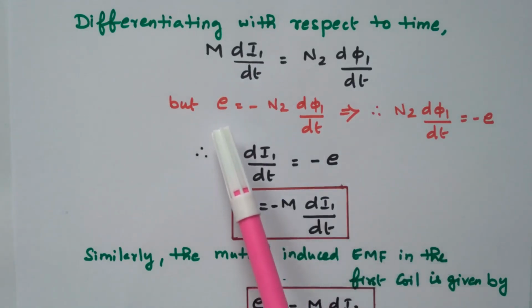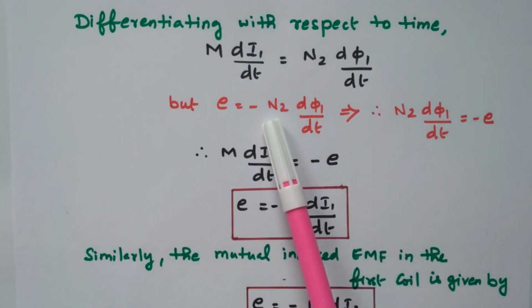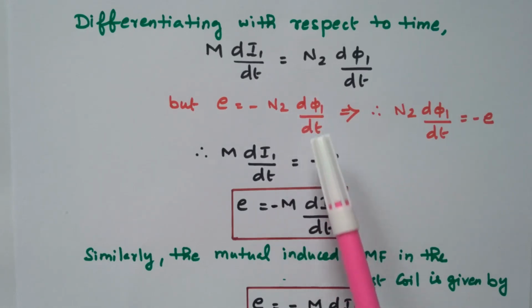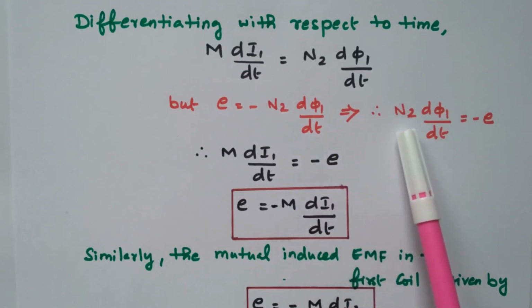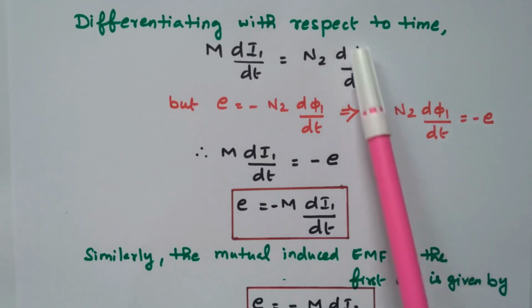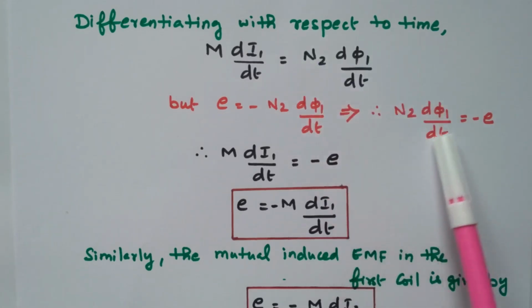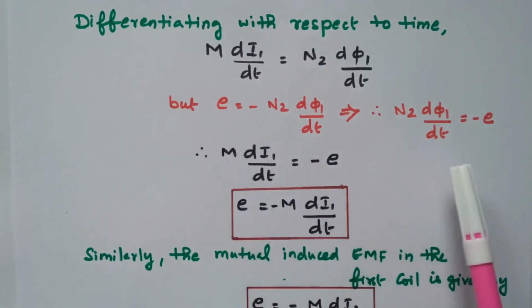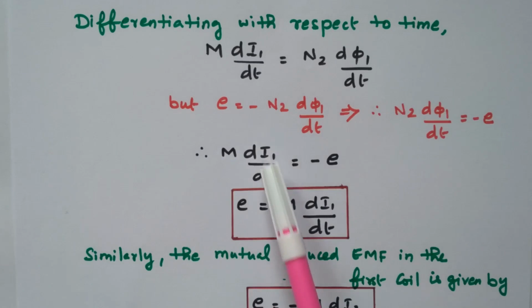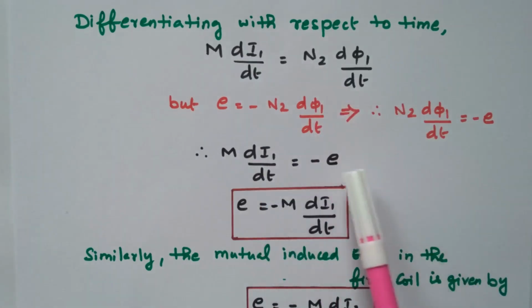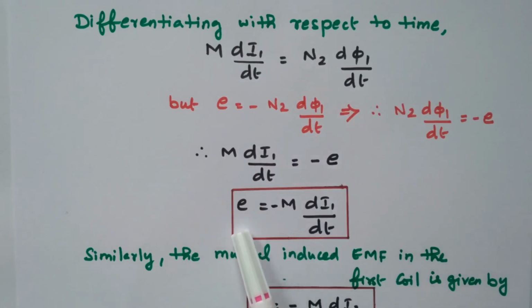But we know from Faraday's law that E equals minus N2 dφ1 by dt, the rate of change of flux. So that can be written as N2 dφ1 by dt equals minus E. So we can replace this term N2 dφ1 by dt with minus E. This minus sign is nothing but based on Lenz's law. So M di1 by dt, this term is replaced as minus E, so that can be written as E equals minus M di1 by dt.